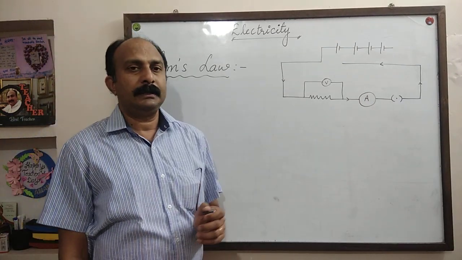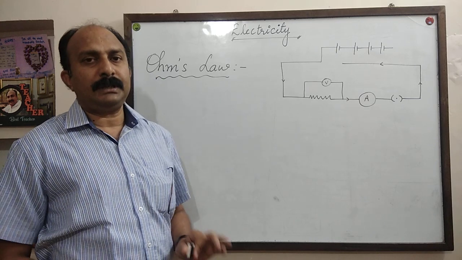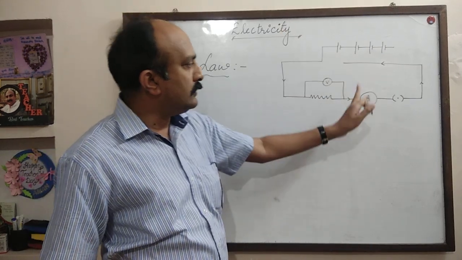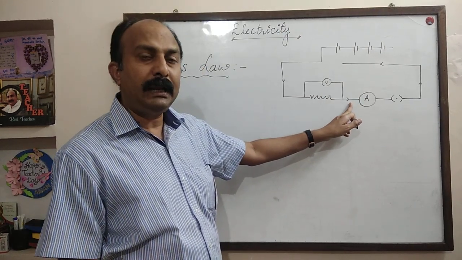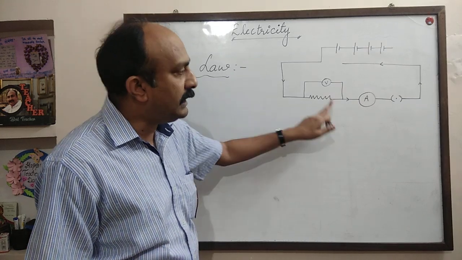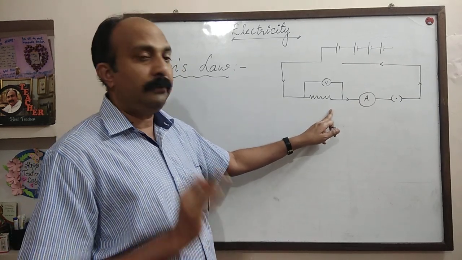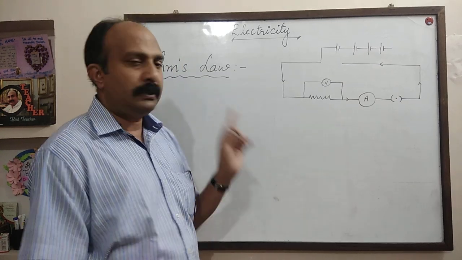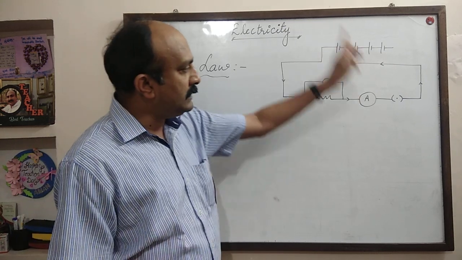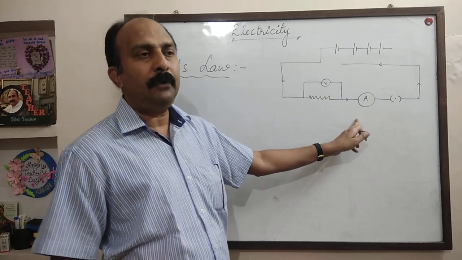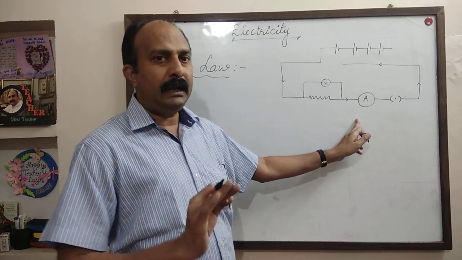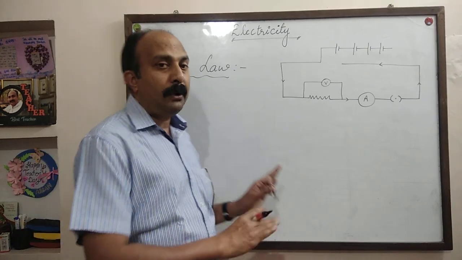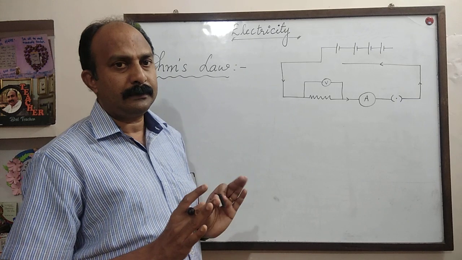Ohm's law states that at constant temperature, the potential difference across the two ends of a metallic wire of an electric circuit is directly proportional to the amount of electric current flowing through it. I repeat, Ohm's law states that the potential difference across the two ends of a metallic wire of an electric circuit is directly proportional to the amount of electric current flowing through it.